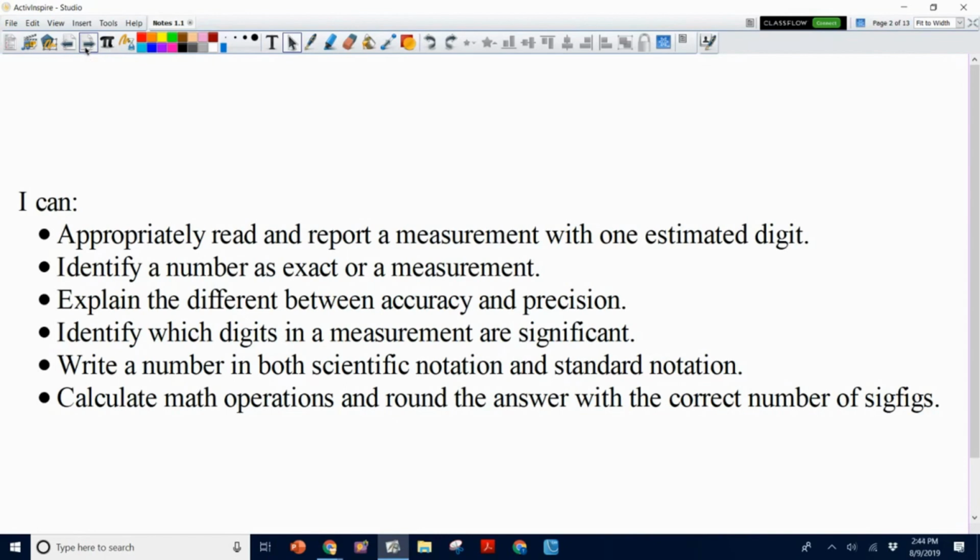So you're going to appropriately read and report a measurement with one estimated digit. So by the end of this video, you should be able to do all these. Identify a number as an exact number or a measurement. Explain the difference between accuracy and precision. Identify which digits in a measurement are significant. Write a number in both scientific notation and standard notation, and calculate math operations and round the answer with the correct number of significant digits.